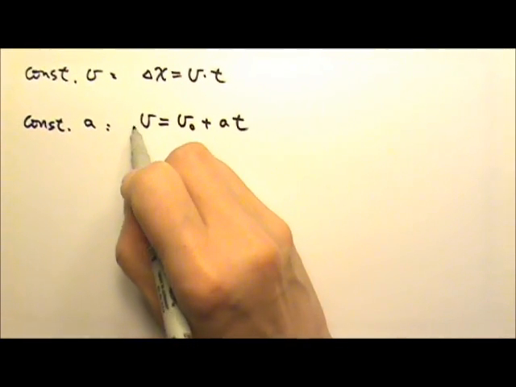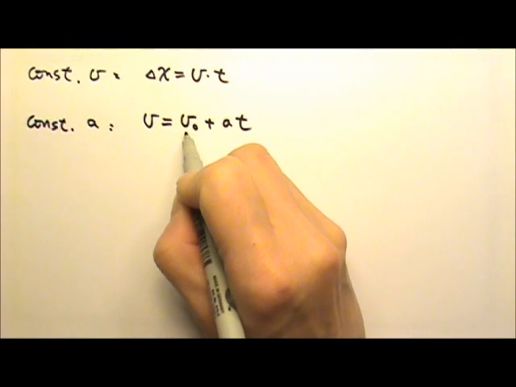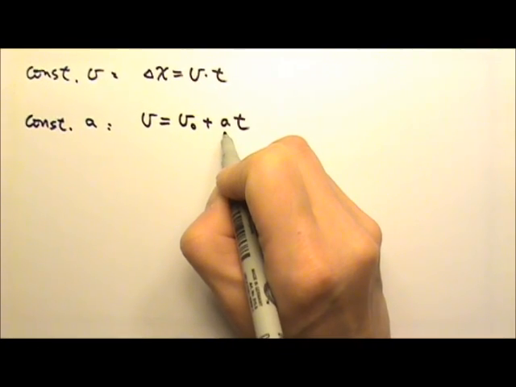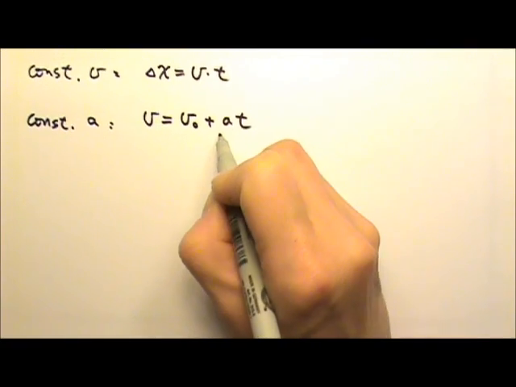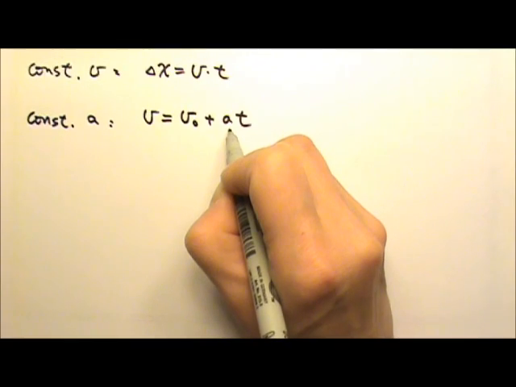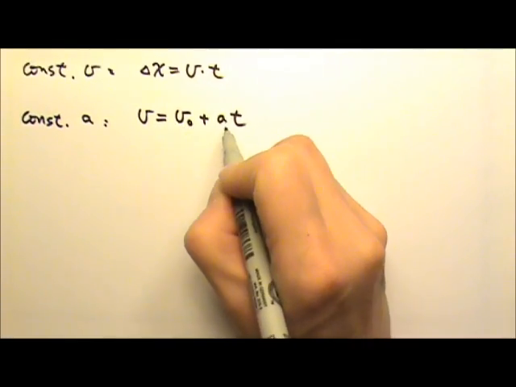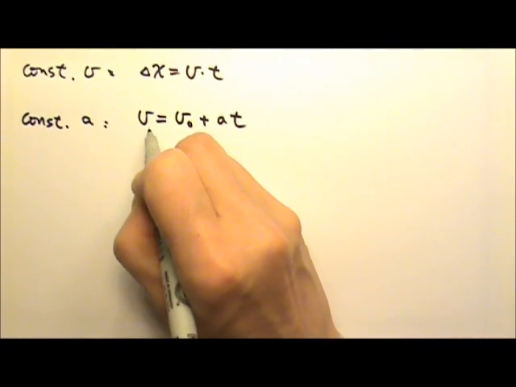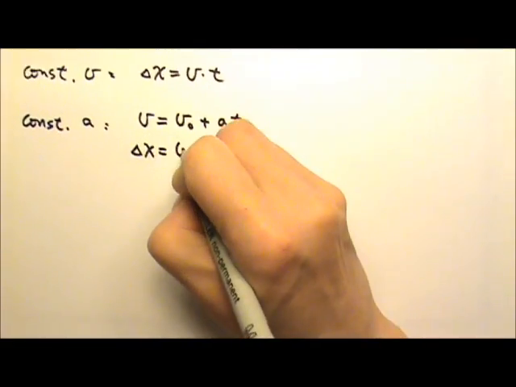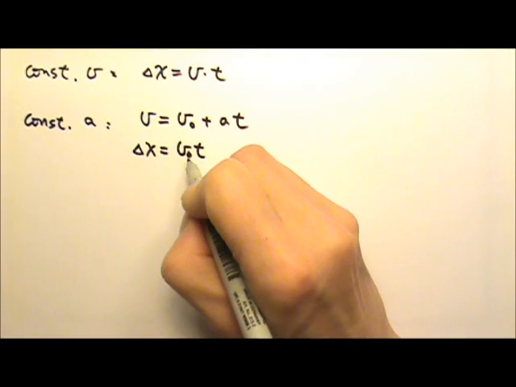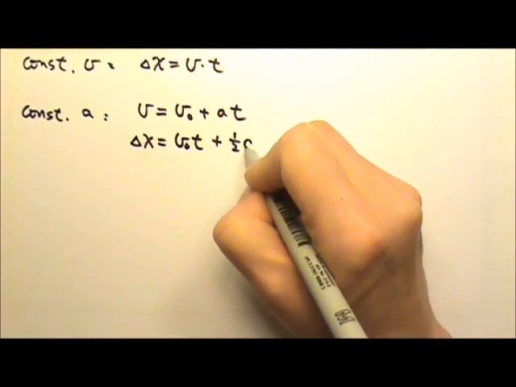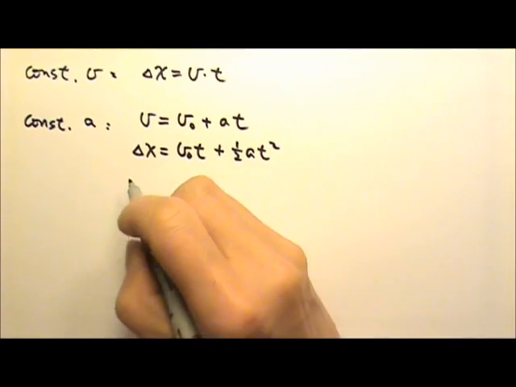This is the final velocity equals the velocity you have at the beginning plus the rate at which the velocity changes times time. When you multiply the rate of change by the time, we get the change in velocity. So what we start with plus the change gives us what we have at the end. And then the displacement is the initial velocity times time, plus 1/2 at squared.